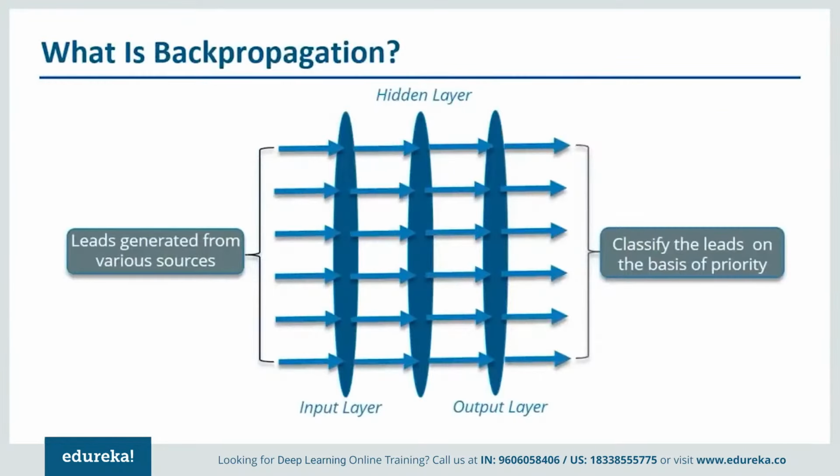So what is backpropagation? Let us understand this with an example. We'll take the inputs as the leads generated from various sources, and my aim is to classify the leads on the basis of priority. There might be certain leads which won't make that much difference to me compared to the other leads. So in that case, I need to make sure the leads which are important get the highest amount of weight. How am I going to do that? First, we'll see the output. Then accordingly, we'll calculate the error. And based on that error, we are going to update the weight. And this process is nothing but backpropagation in a nutshell, I can say. Although the algorithm is pretty complex, this is basically what happens.